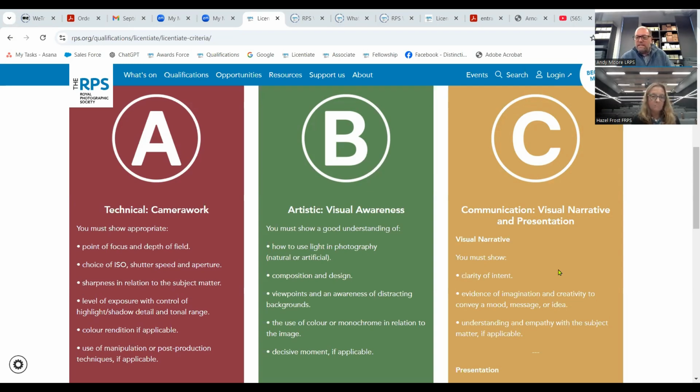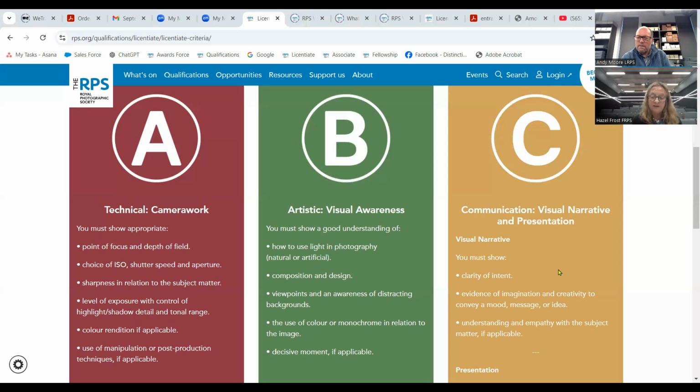So I think if we could just have a chat about those, Hazel, and where you see what we're looking for with those bullet points against the licentiate. They all must show appropriate technical skills. So the first one is point of focus and depth of field. Yeah, as you said, Andy, we are assessing to criteria, and technical ability and camera work is one of those. Within that, the point of focus and the depth of field are important in trying to get your message across. So these are things that you apply at the taking stage of the image, and this is the camera work that will affect the overall quality and clarity of any image that you produce.